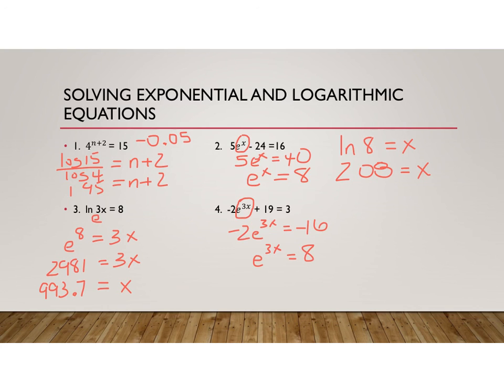And then I would simply change the form again. This is exponential form, so it'd be log base e of 8, so natural log of 8 is equal to 3x. The natural log of 8 is about 2.07. And then I would divide that by 3. So in this case, x would be about 0.69.